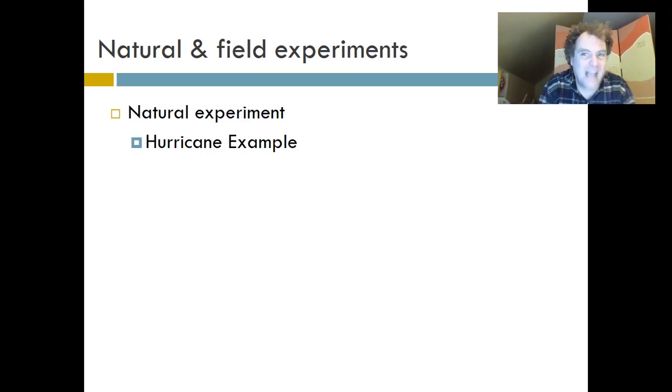We can do a post-test. Right? We don't have a classic experiment. We don't have a pre-test because we didn't know the hurricane was going to happen, right? But we can do a post-test, right? So let's say we measure these two groups of people, the people who lost their houses and the people who kept their houses. Their houses were not destroyed.